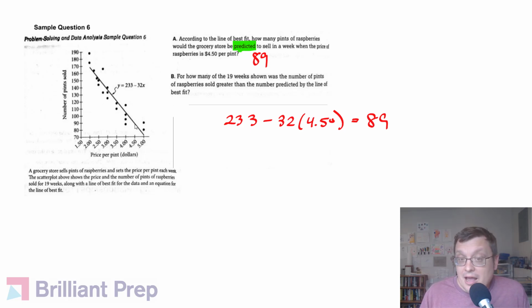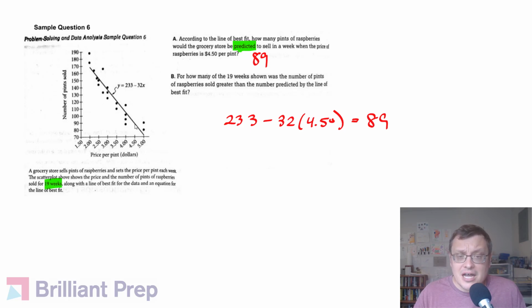Let's move on to B. For how many of the 19 weeks shown was the number of pints sold greater than the number predicted by the line of best fit? So here we're going to be comparing actual versus prediction values. So I wanted to determine for how many of the data points, right? They call it weeks, but that's because each dot represents a certain week.